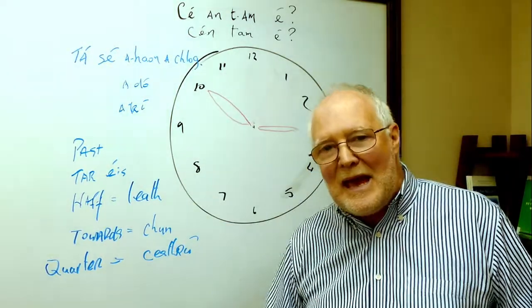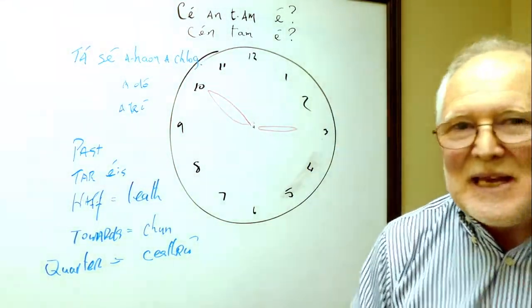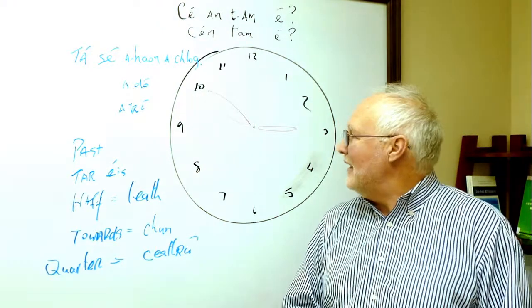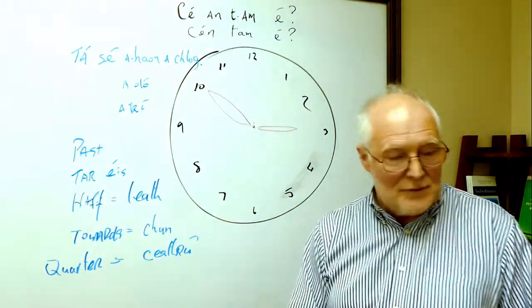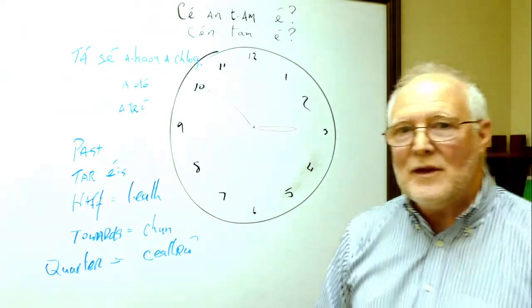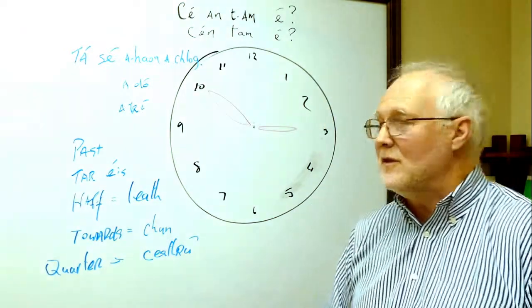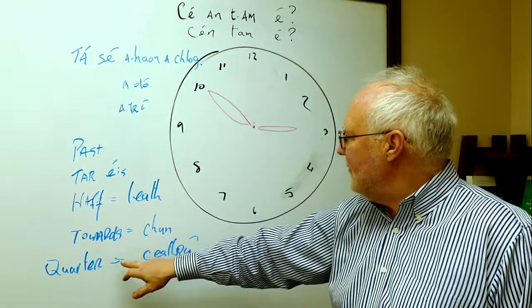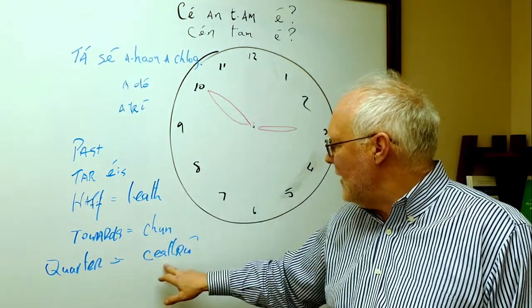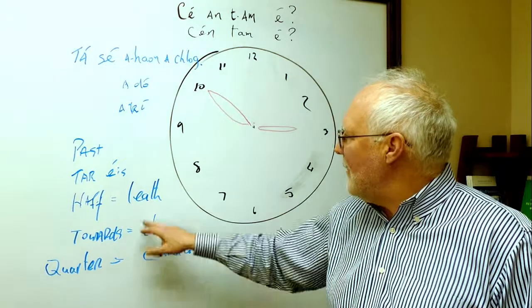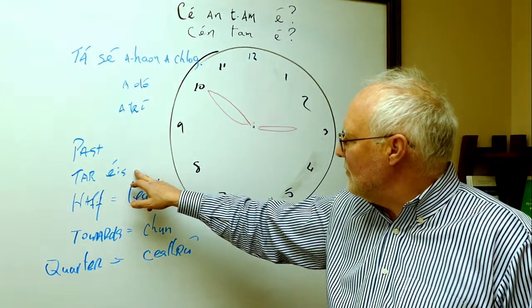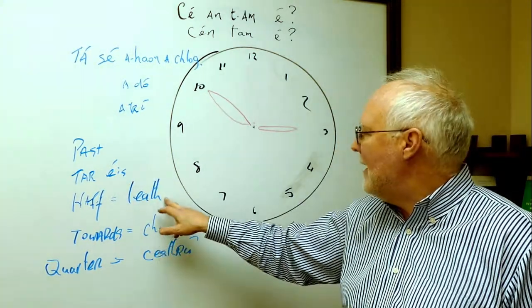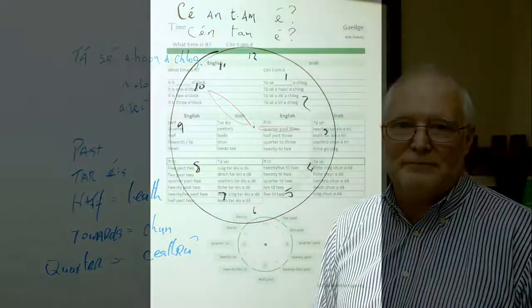You can add those words to any part of your clock and you can make it up, but you have to remember the base words that we already learned from 1 to 10, or actually 1 to 12, and then you just add tar éis, half, which is leath, and ceathrú, which is quarter. So quarter past, ceathrú tar éis, quarter towards, ceathrú chun, and then leath is half.